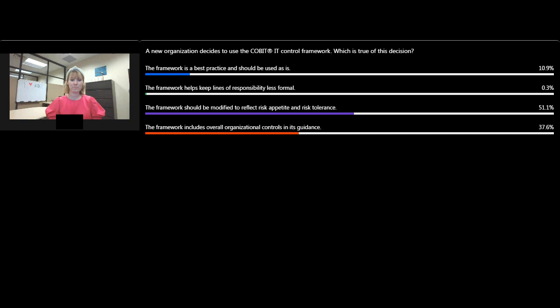D says the framework includes overall organizational controls in its guidance. D is incorrect. It's a bit of a trick answer as well, because COBIT is a specific IT governance framework, IT governance and IT controls. So it's not going to include overall organizational controls that aren't specific to IT. That's why D is incorrect.